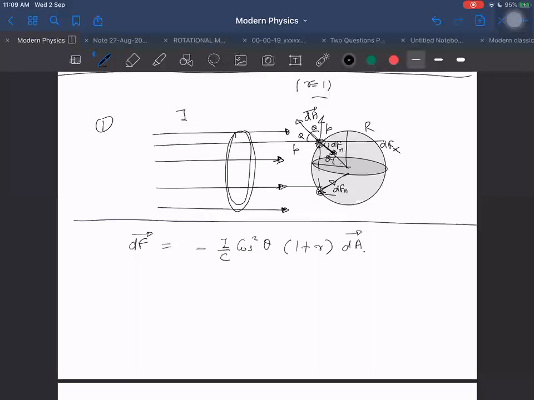If I have to write the force in vector form, I should write it this way: minus I by C into cos square theta into 1 plus R into dA. But I'm interested in magnitude, so there is no need to take this negative sign. Anyway, this will be the correct relation, because the dA vector is on this side, but the force acts on this side, along minus dA. Is it okay? This first term, I by C into cos square theta into 1 plus R, just represents the magnitude. Right?